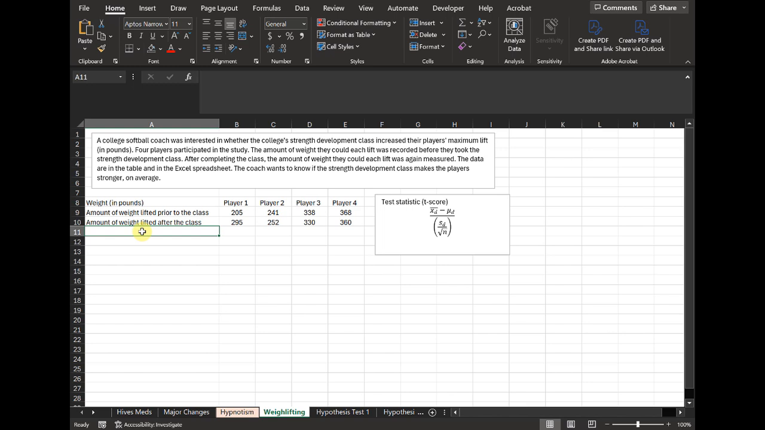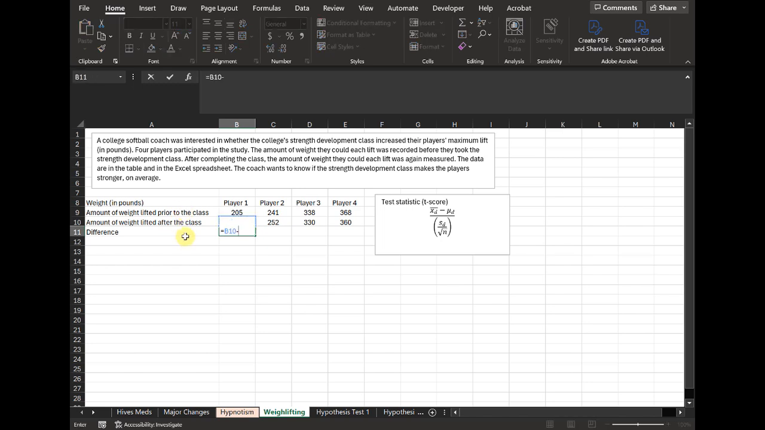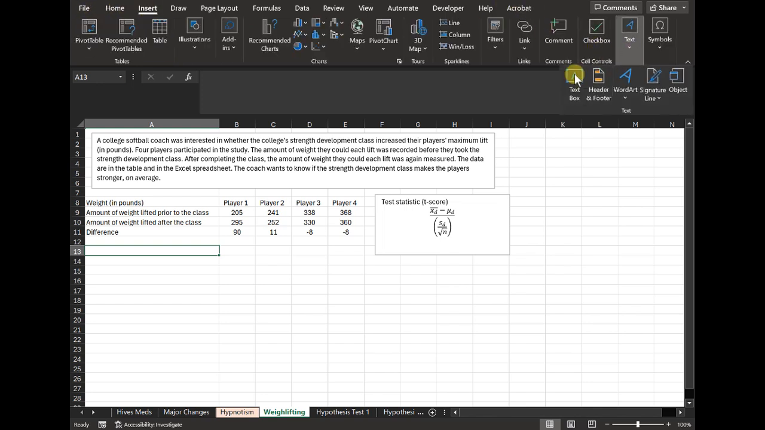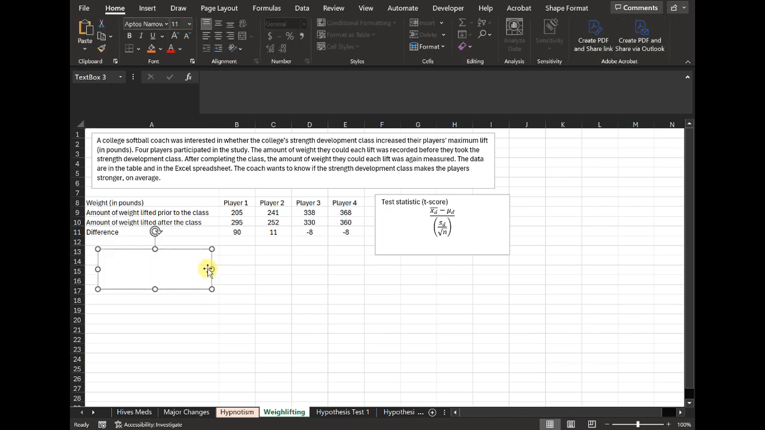Okay, so first things first, we need to just figure out what is the difference. So we have prior to class and after the class. So I'm going to take the after minus the before. And as you can see here, we've got this set of differences. And I'm going to go ahead and add in one of these text boxes so that I can write out what my hypotheses are.